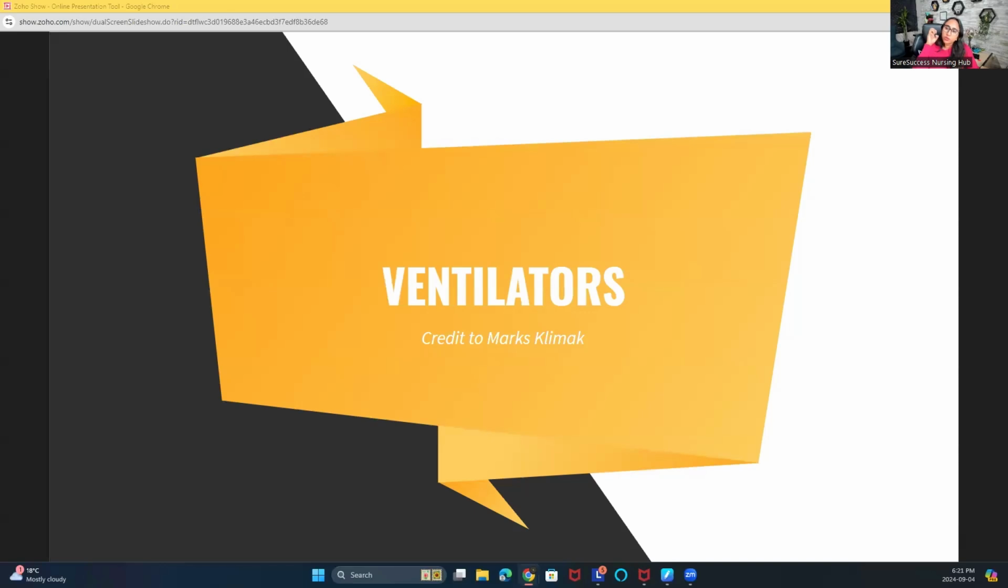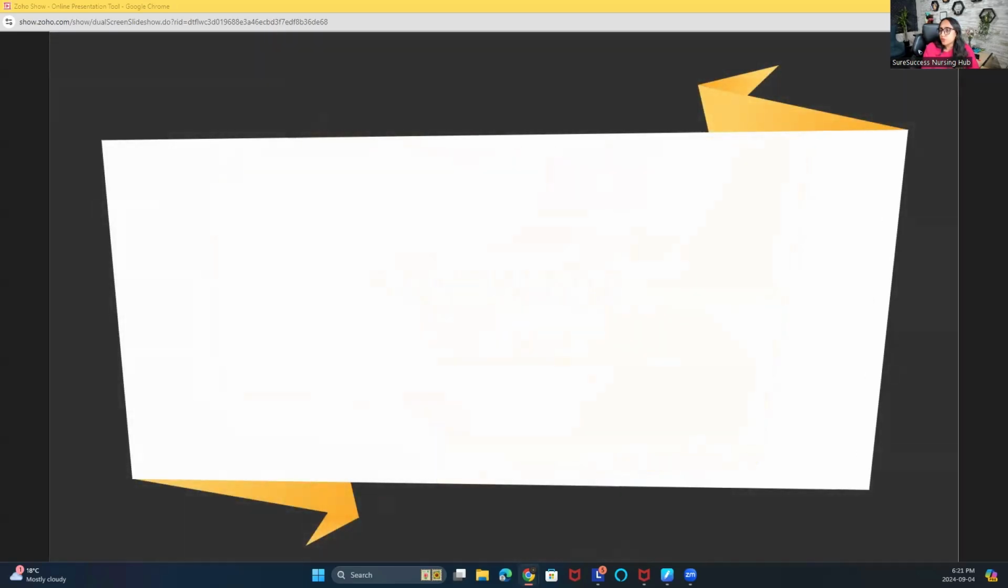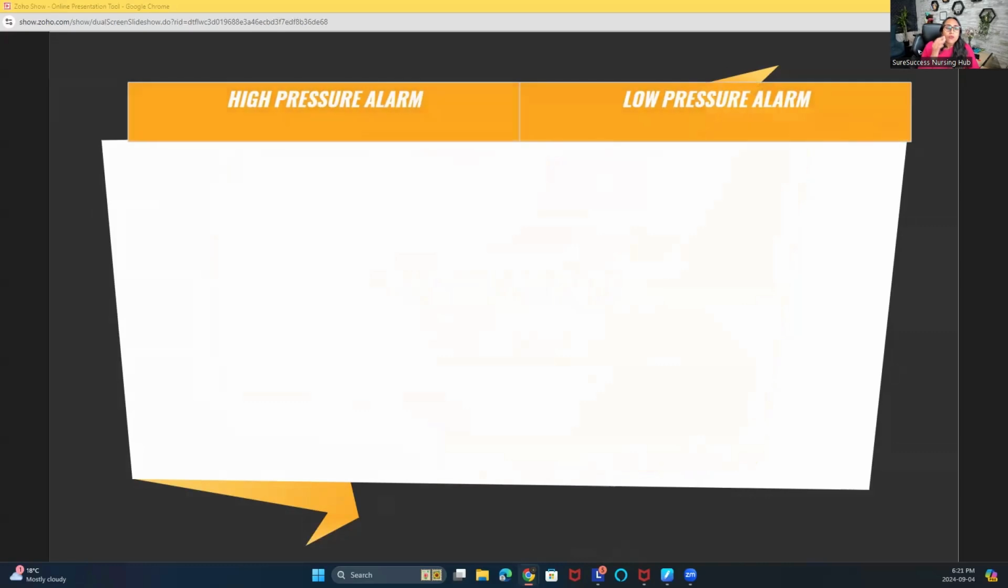It is a pressure device. We are inserting the pressure into the patient. We are deliberately giving the breath and taking it out. With ventilators, usually two types of questions come. What will the nurse do if there is a high pressure alarm? What will the nurse do if there is a low pressure alarm?